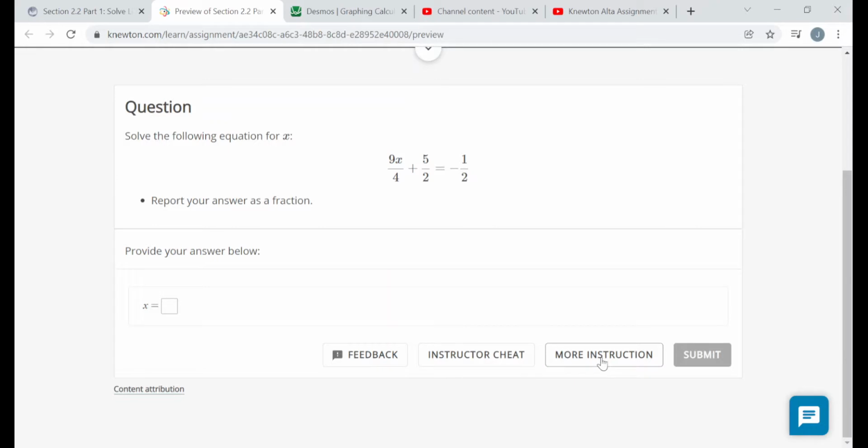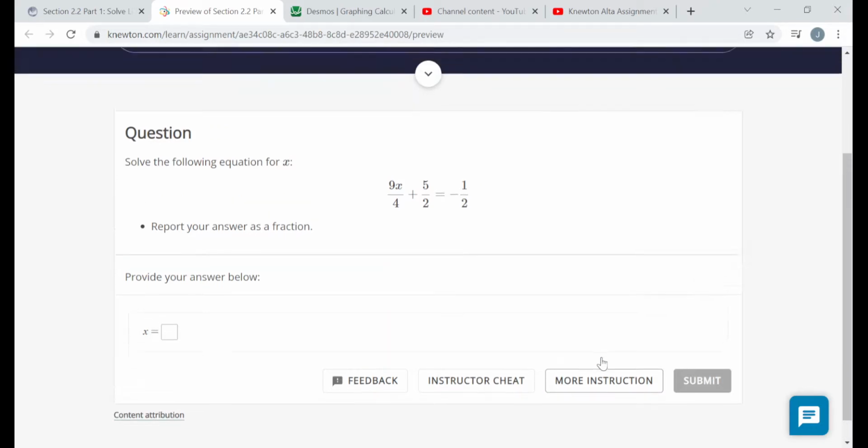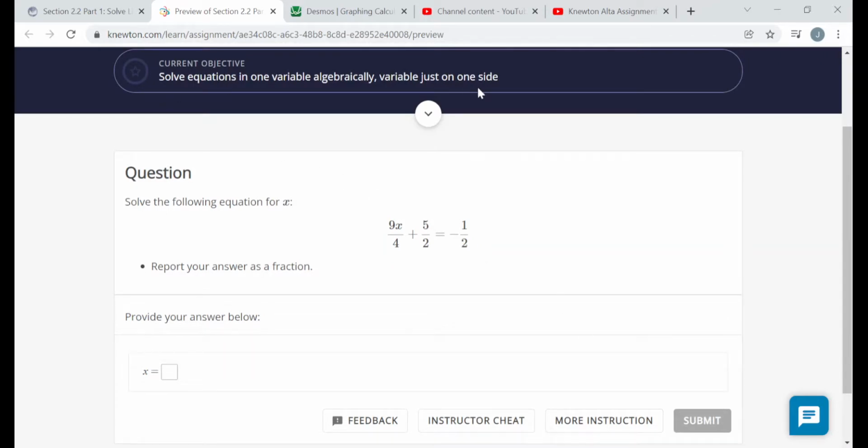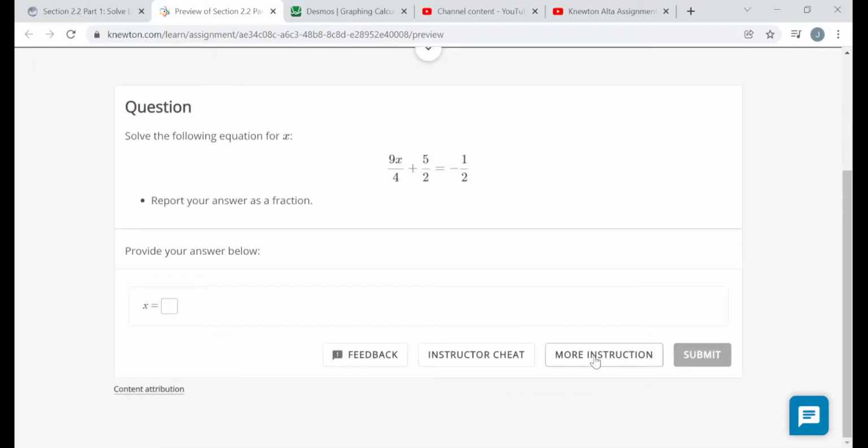You will see the more instruction button, which is very useful. If you're in an objective that you don't know about, or something's unclear to you, or you're struggling with a question, don't just guess and get it wrong, because if you get things wrong, the progress bar will go backwards, and you'll just have to do more questions correctly to finish the assignment.